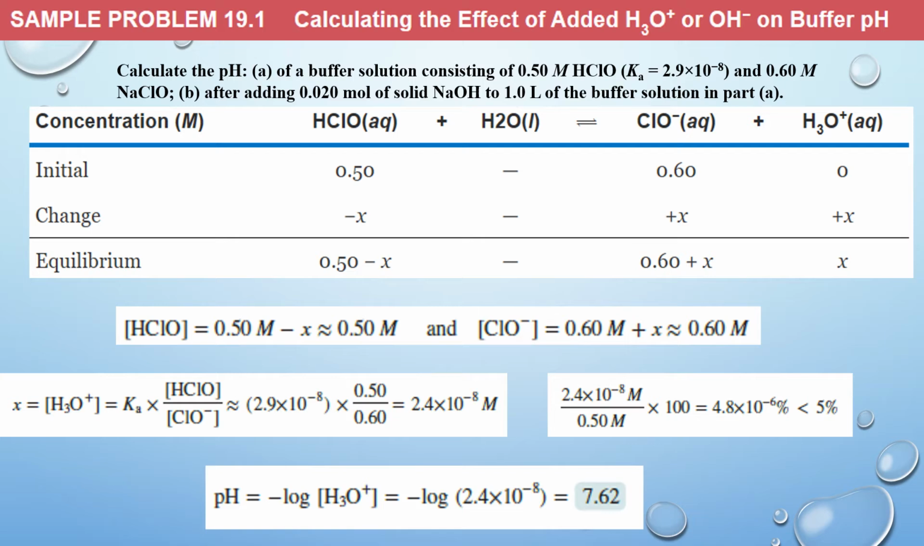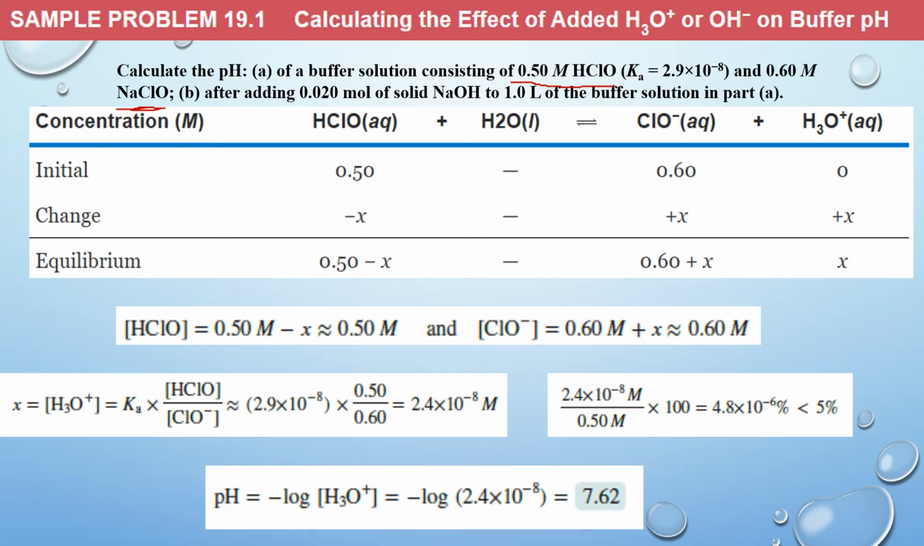Let's work on an example problem. In this question, we have a prepared buffer solution that contains 0.5 molar of HClO, which is hypochlorous acid, and that's not enough, because we also need a salt that contains the same ion, the common ion. So we have this sodium hypochlorite.